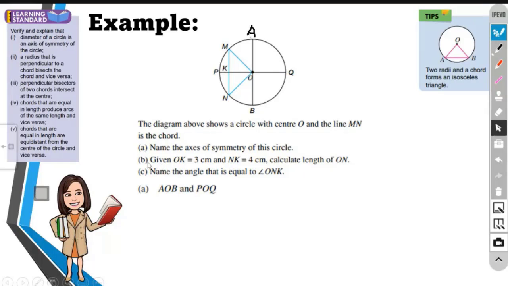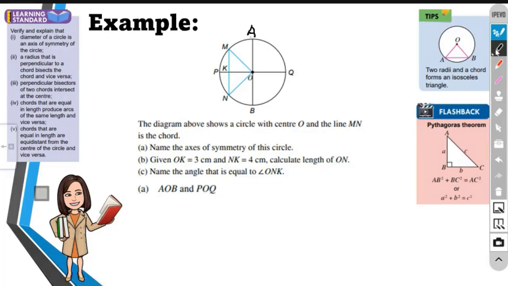Okay, the second question is given OK is 3. So you can label the diagram. This is 3 here, label. Okay, and NK is 4 centimeter. So calculate the length of ON. So they want to find this length. What is this? So how to do?